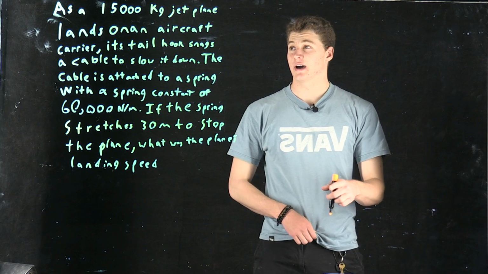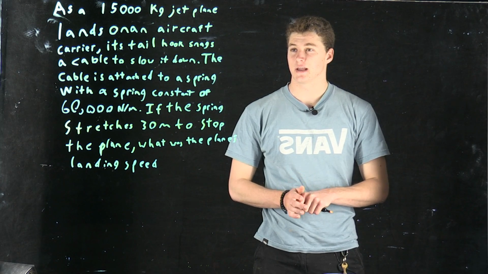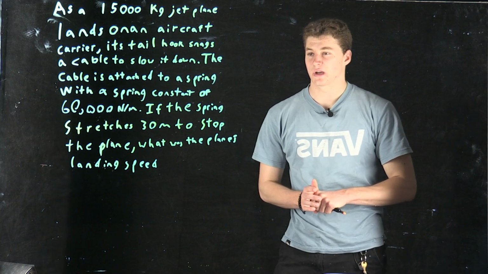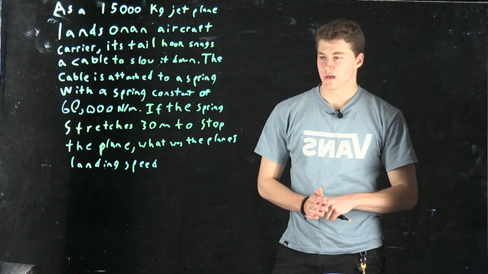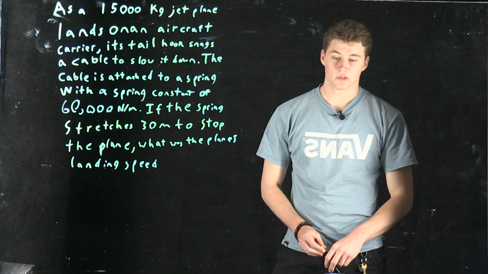Okay, so we've got, as a 15,000 kilogram jet plane lands on an aircraft carrier, its tailhook snags on a cable to slow it down. The cable is attached to a spring with a spring constant of 60,000 Newton meters. If the spring stretches 30 meters to stop the plane, what is the plane's landing speed?